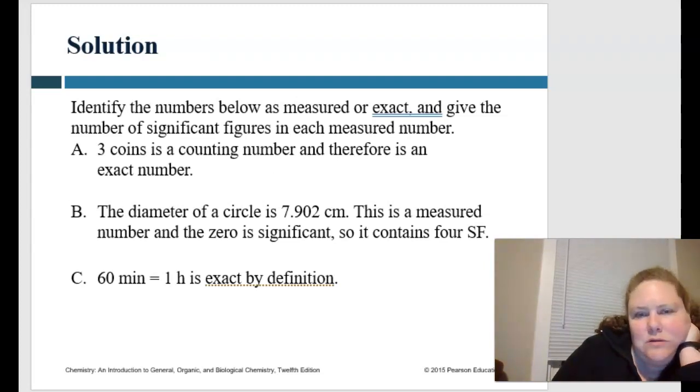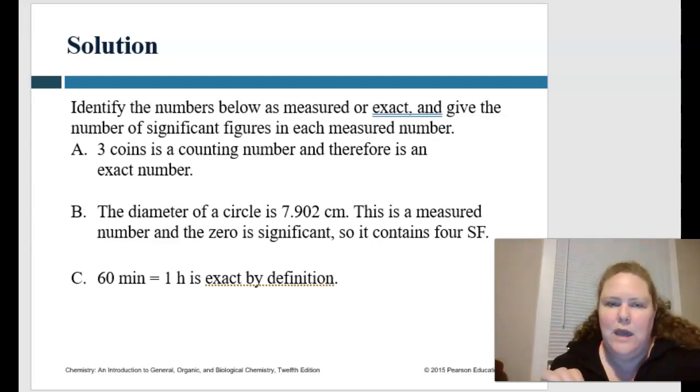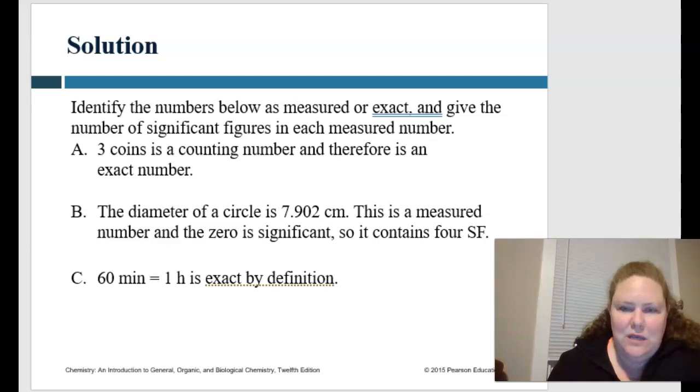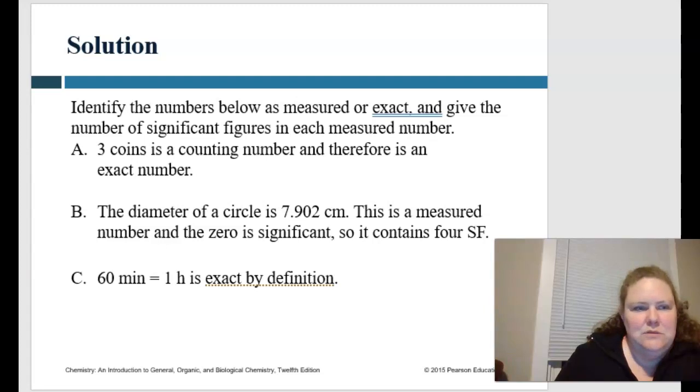So 3 coins, again, is going to be a counting number, okay? So that is therefore an exact number. I have exactly 3 coins. The diameter of a circle is 7.902 centimeters. This is a measured number, and the 0 is significant because, again, it's in the middle. It's not just a placeholder. So it contains 4 significant figures. And then 60 minutes is exactly an hour by definition.